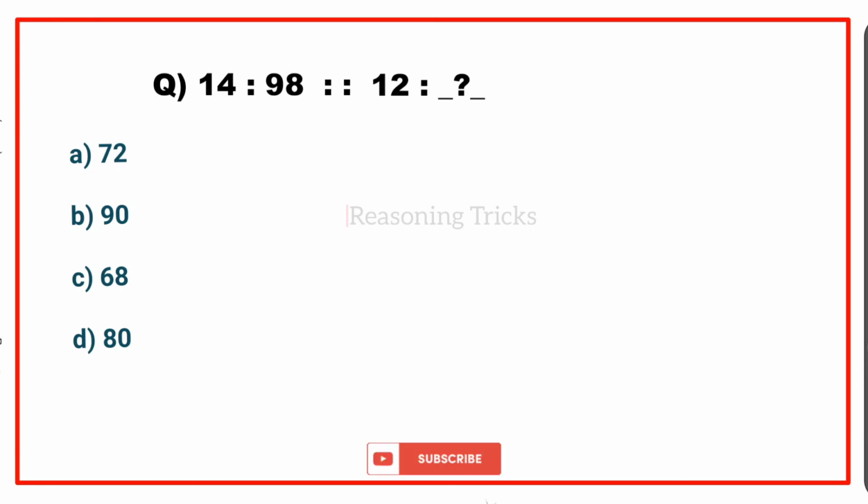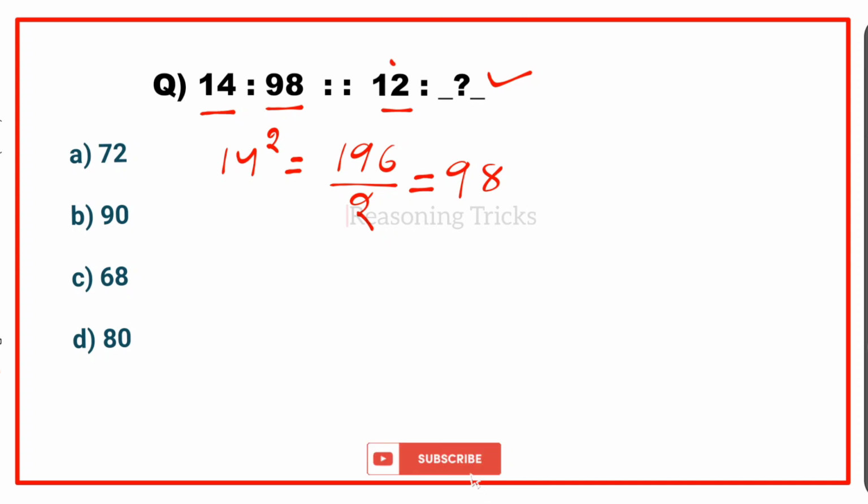Next question. 14 is to 98, then 12 is to question mark. Here, square of 14 is 196. If we divide by 2, then we get 98. Similarly, square of 12 is equal to 144. If we divide by 2, then we get 72. So option A is correct.